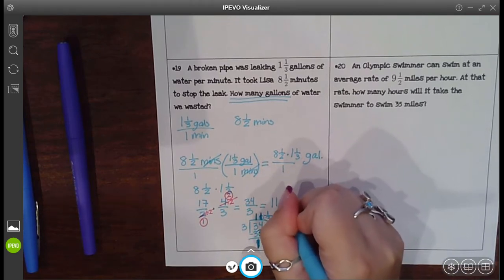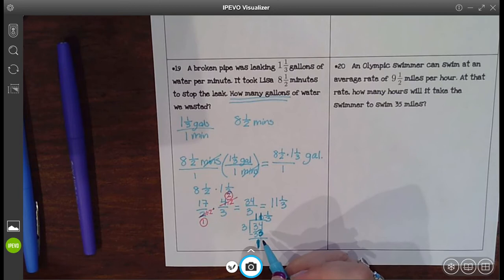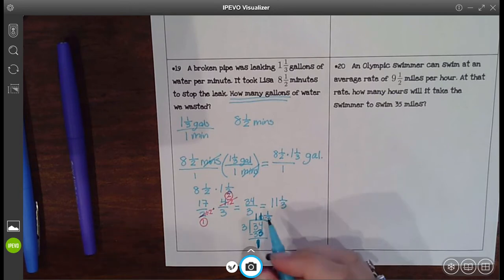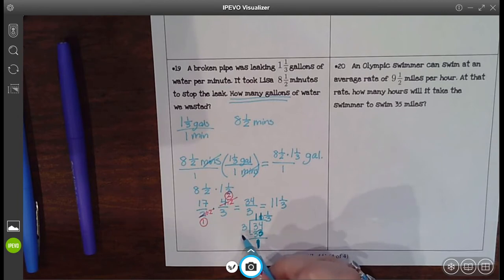11 and 1/3. Okay, I did this on purpose because I've been seeing a lot of mistakes where people don't pay attention. Your remainder here always has to be less than the number you're dividing by. So please always double check that.